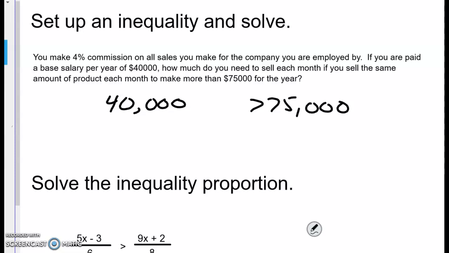Okay? Now, with that being said, how else do I get paid? I get paid on commission. Since all this is yearly stuff, I want to keep it yearly for right now. I get 4% of all my sales.